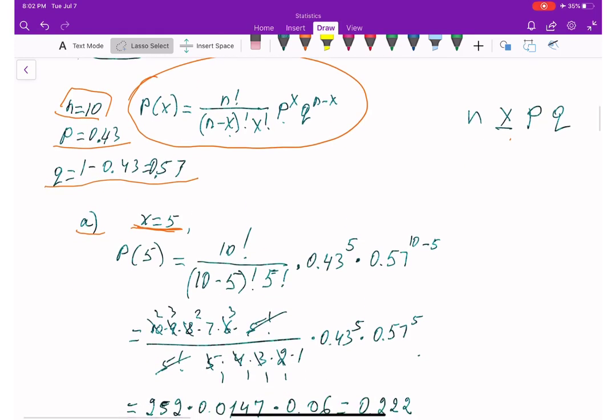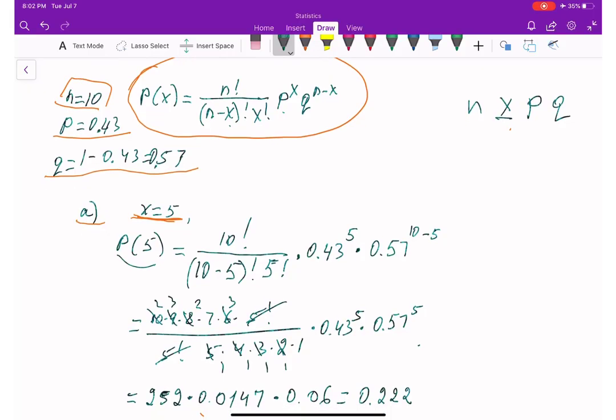All right, so for X is equal to 5, let's find out the probability of 5. Let me show you how we're going to solve. So N factorial, this is what we call factorial. So 10 factorial, I will show you how to calculate factorial in a minute. N minus X factorial, which is 10 minus 5. 10 minus 5 factorial. Let me use a different color.